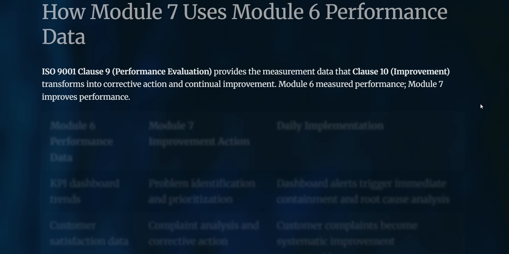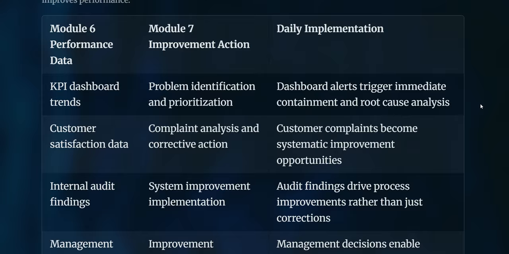Module 6, which is Clause 9, measured performance. Module 7 today, which is Clause 10, improves performance. First, from Module 6 performance data, we do have KPI dashboard trend. From Module 7, improvement actions today, we have problem identifications and prioritization. The daily implementation for this data includes dashboard alerts triggering immediate action containment and root cause analysis.